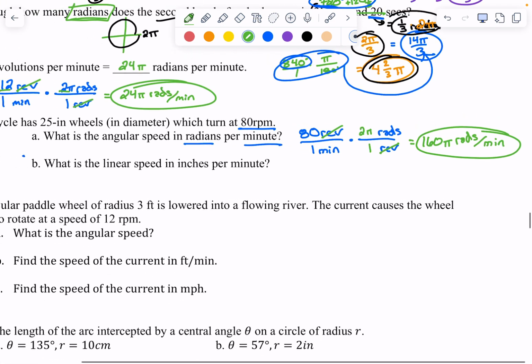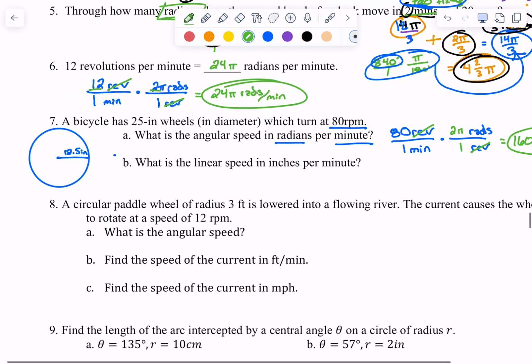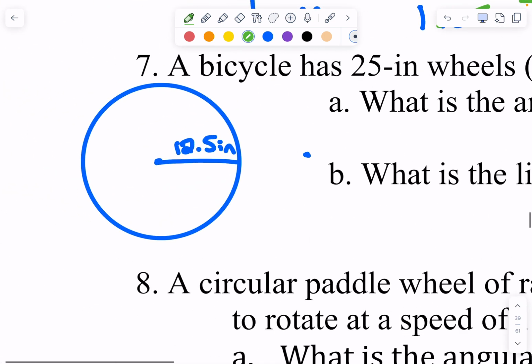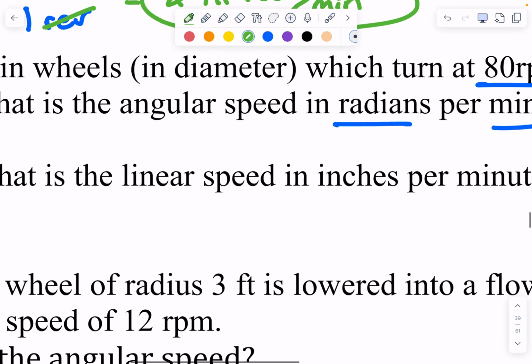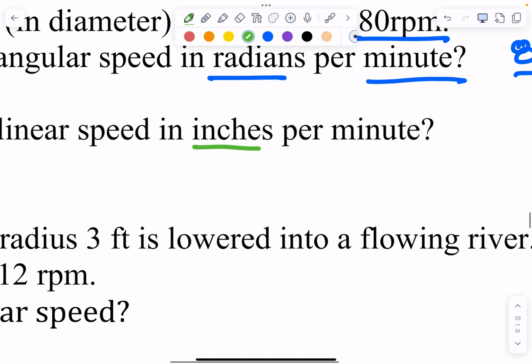Now here's the deal. Let's say I have a fleck of dirt on this bike, and that fleck of dirt is rotating around. I know that that fleck of dirt is rotating at 160 pi radians per minute, right? But I want to know what that is in terms of feet and miles and stuff. I don't want to know the angle. I want to know actually how fast is that bicycle traveling, right? In feet per second or whatever. So what is the linear speed in inches per minute?